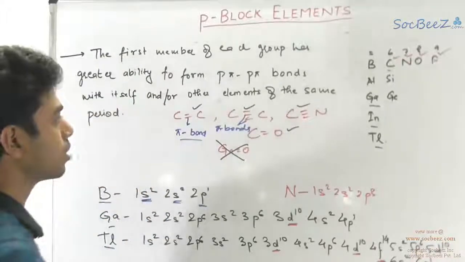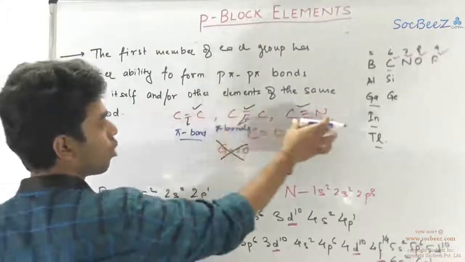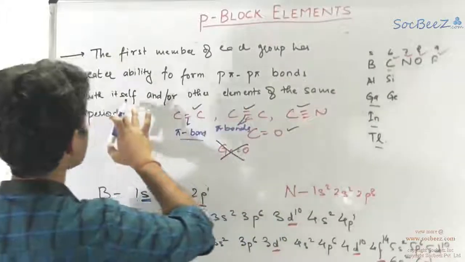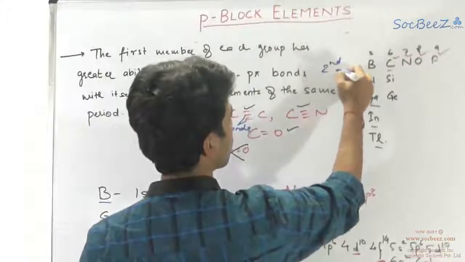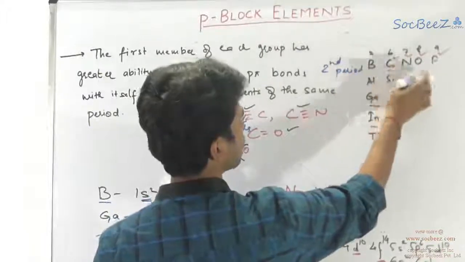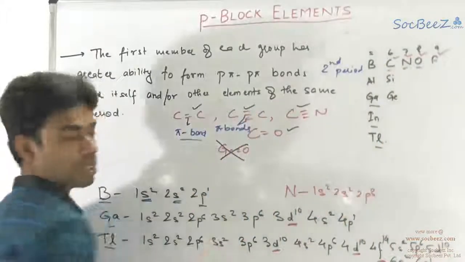Now, this is again a special feature. You can see that this forms bonds with itself. It forms bonds with other elements of the same period. This is the second period. So carbon forms p pi bonds with the other elements, nitrogen and oxygen, of the same period.